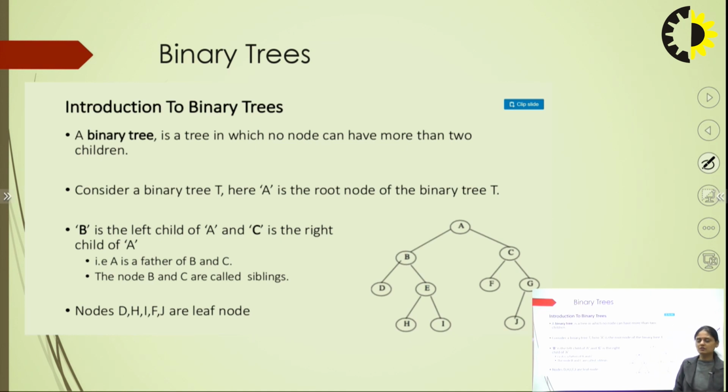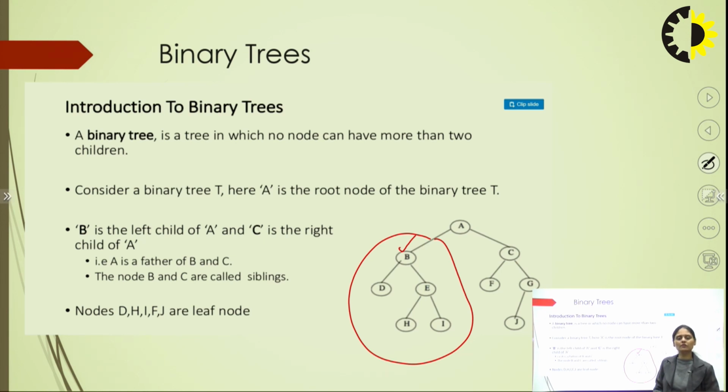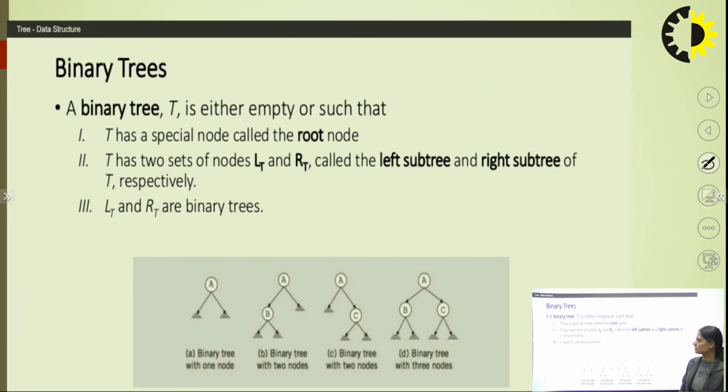So over here we can see that B is a left child. When we have a binary tree, only 2 children are there at maximum, and we consider them as left and right. So B is the left child of A and C is the right child of A. Similarly, this subtree is considered the left subtree of A and this subtree is considered the right subtree of A. Now, we say that A is the father of B and C, and B and C are siblings. Nodes D, H, I, F, J are the leaf nodes, as we discussed.